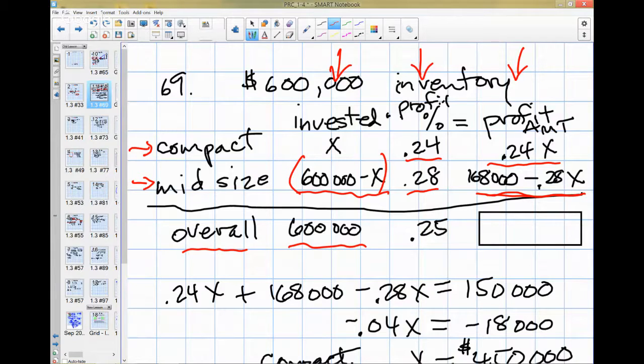But what's the total profit? This bottom line, I have this total amount invested, 600,000, and I know this is the overall rate. So can't I multiply those 2 to get the answer? Yeah, if you do it, you get 150,000. So now I got it. The profit for the compacts, 0.24x, plus the profit for the mid-size, 168,000 minus 0.28x, equals the total profit, 150,000. And that's the key. That's the setup.